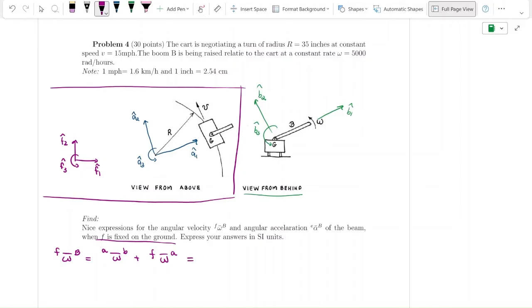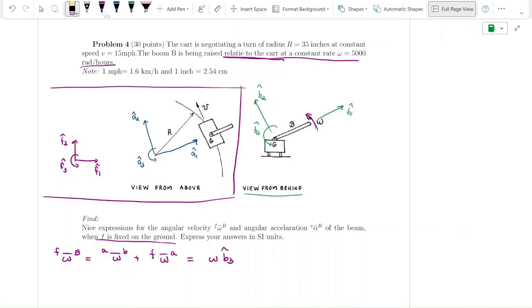So this is then equal to, if we do the right hand rule, we curl our fingers in the direction of the rotation. So let's do the angular velocity of the B frame with respect to the A frame first. It is going to be omega, right? It's rotating at omega relative to the cart, right? This is what it says in the problem. So this is how we know it's not relative to the ground. So curling our right hand fingers in the direction of omega, our thumb should be pointing out of the page, which is in the direction of B3 hat. So this is equal to omega B3 hat.